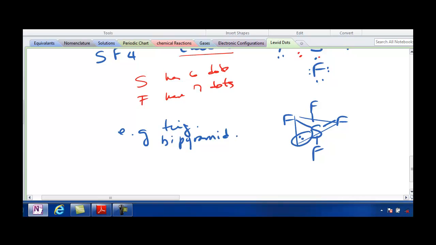And what do I have here? This is my trigonal bipyramid. And now I'm going to get rid of one of these. So if I get rid of one of these, what do I see? This is like a seesaw. This is a fluorine, this is a fluorine, fluorine, fluorine, and that is my seesaw. Okay, this is also called a distorted tetrahedron.